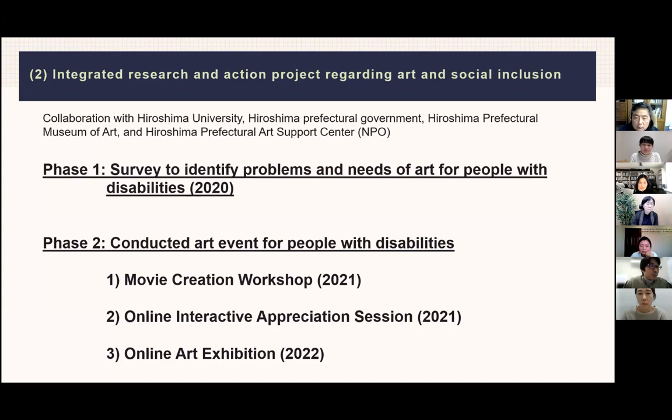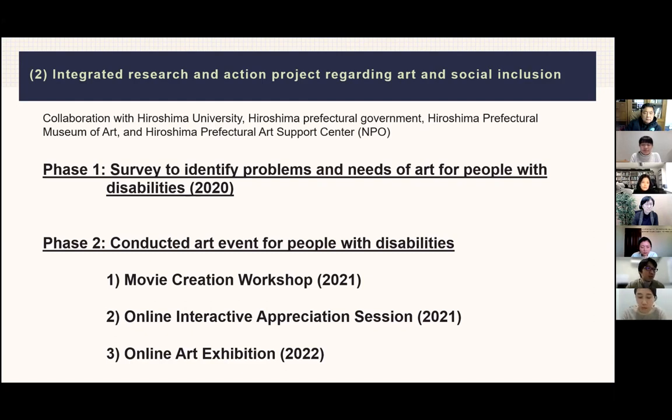Next, let me show you a second example. This is a project named Integrated Research and Action Program regarding art and social inclusion. This project is a collaboration with Hiroshima University, Hiroshima Prefecture Government, Hiroshima Prefecture Art Museum, and Hiroshima Prefecture Art Support Center. It is currently underway.